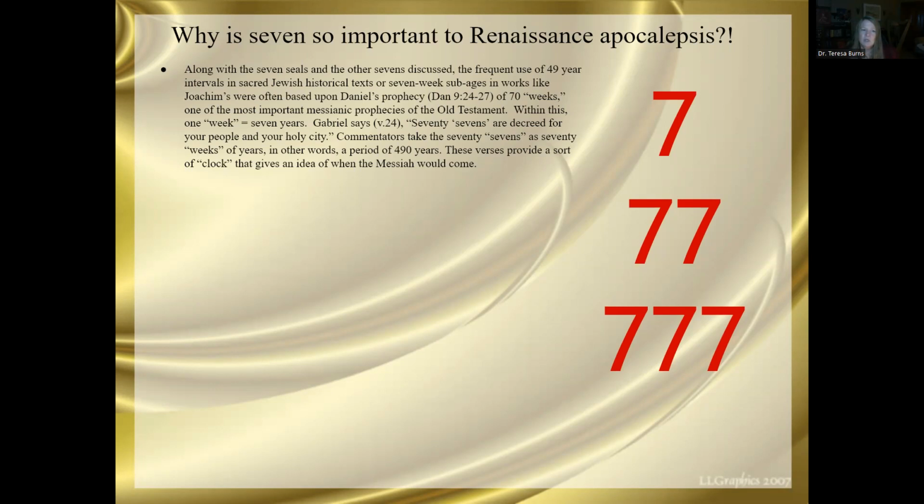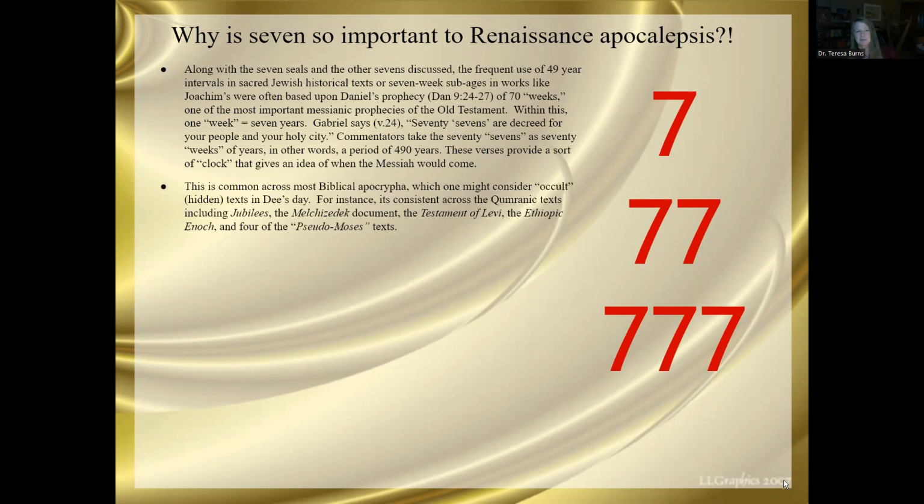So within this, 1 week becomes 7 years. Gabriel in verse 24 says to Daniel, 70 sevens are decreed for your people and your holy city. Commentators take the 70 sevens as 70 weeks of years. In other words, that's 490 years. And these provide a kind of clock that gives an idea of when the Messiah is supposed to come.